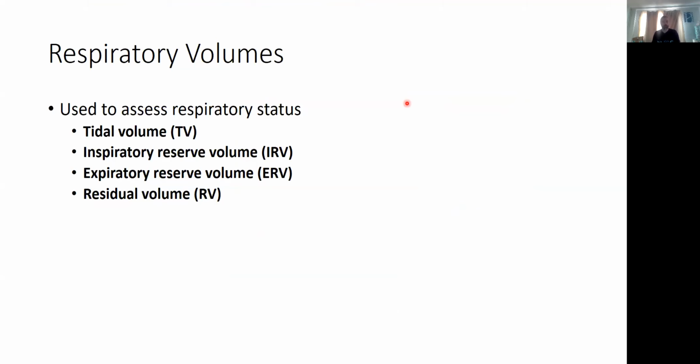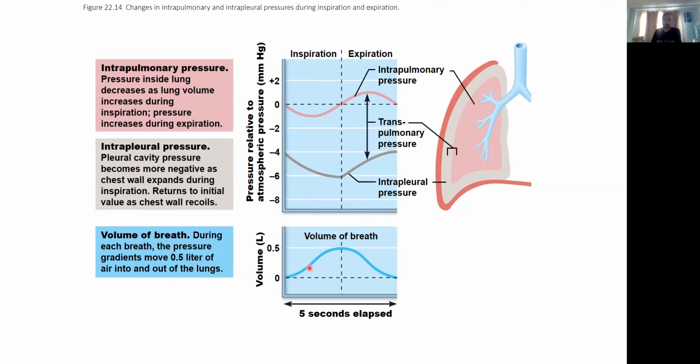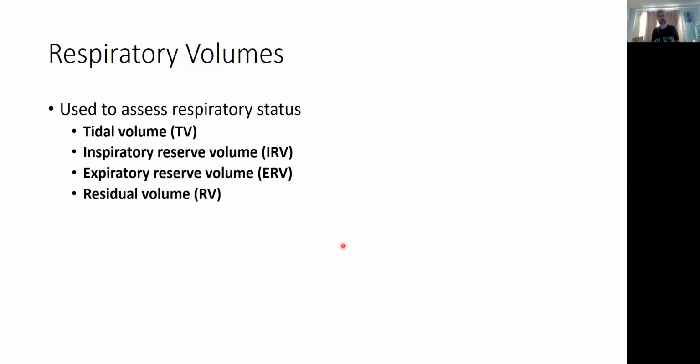We're going to measure respiratory efficiency, respiratory status, in a couple of different ways. One way that we can do that is with respiratory volumes. Here before, we looked at the volume of breath, the amount of air you breathe in during one cycle. We're going to use those kinds of volumes to get a sense for how your respiratory health is. So these will be things like tidal volume, a couple of reserve volumes, so inspiratory reserve volume and expiratory reserve volume, and then finally residual volume at the very bottom.